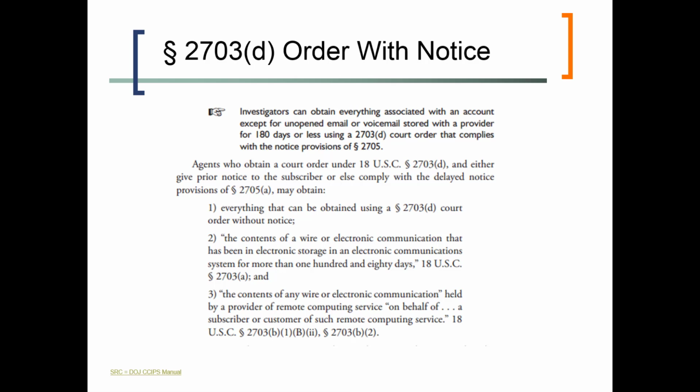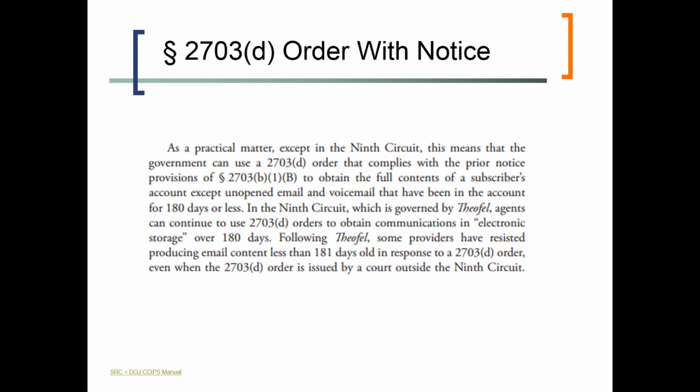Okay, so notice the language of the statute. Contents of a wire or electronic communication that's been in electronic storage in an ECS for more than 180 days, or contents of a wire communication by a provider of an RCS, and that can include less than 180 days. So again, we have this distinction between the RCS and the ECS.